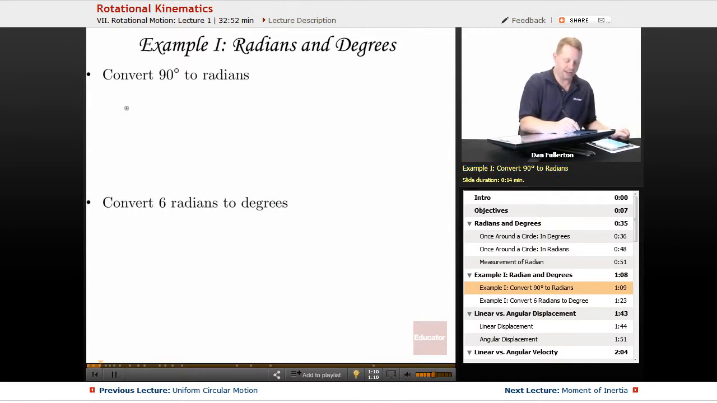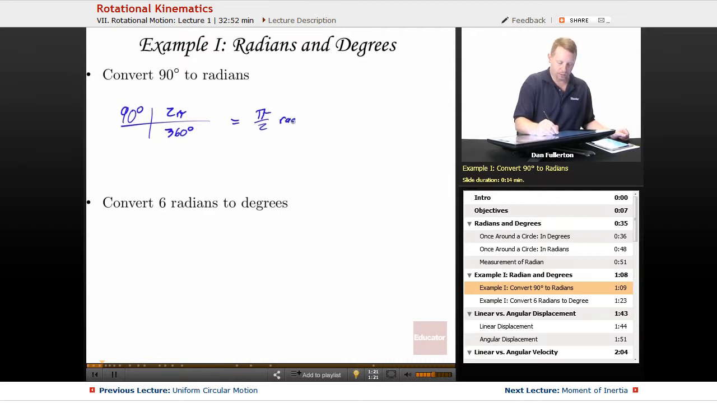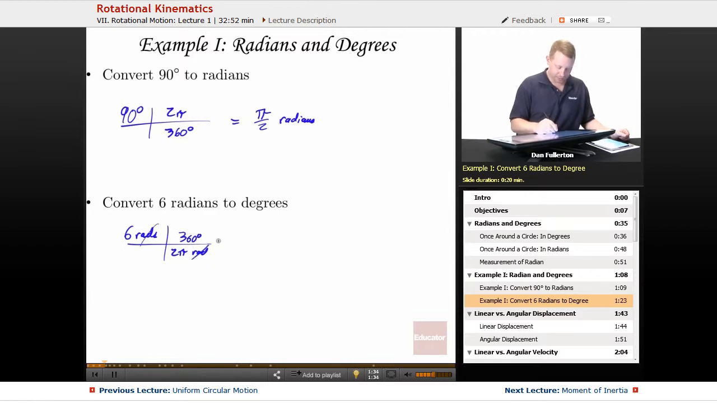Now let's do a couple of conversions again very quickly. 90 degrees to radians. If we want that in radians, well, 2 pi radians is equal to 360 degrees, so we would get pi over 2 radians. Or 6 radians to degrees. If we start off with 6 radians, 2 pi radians is 360 degrees. Those cancel out. 360 degrees times 6 over 2 pi is 344 degrees.